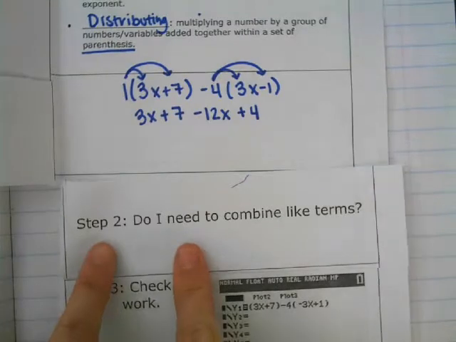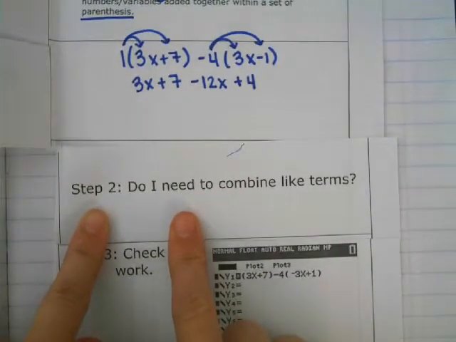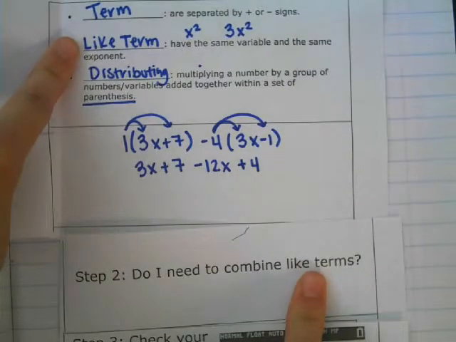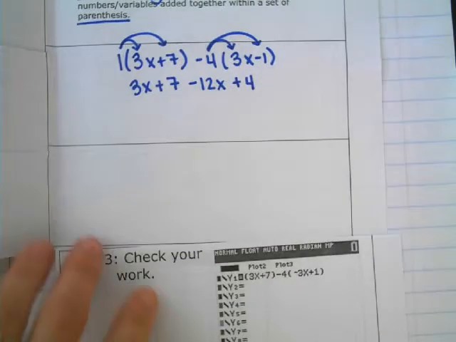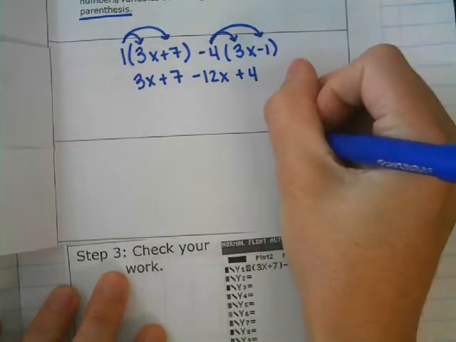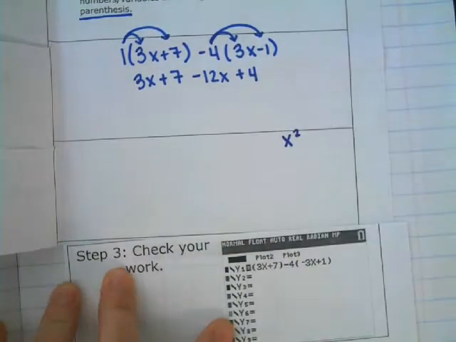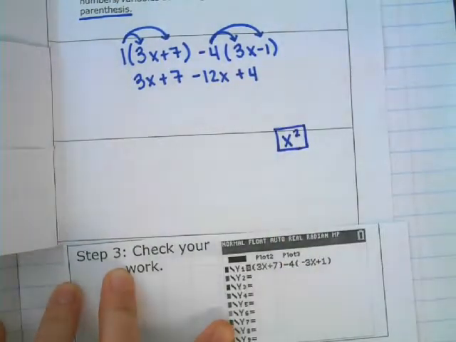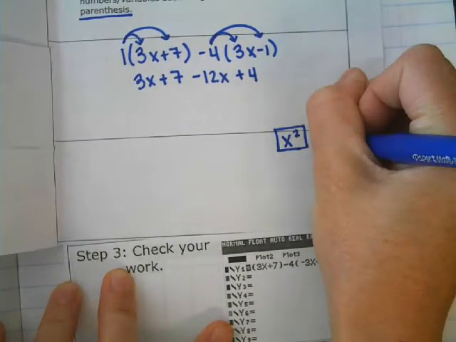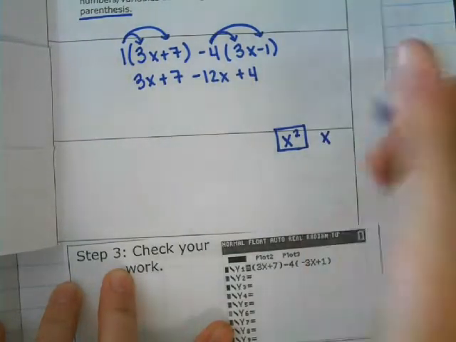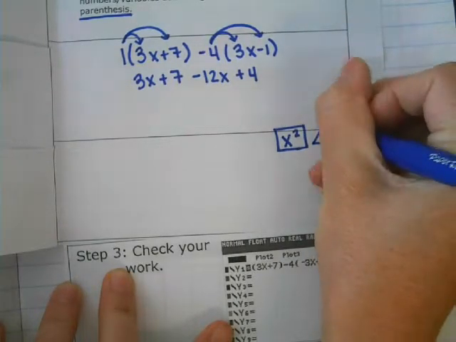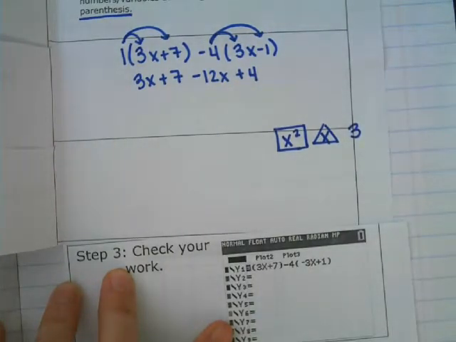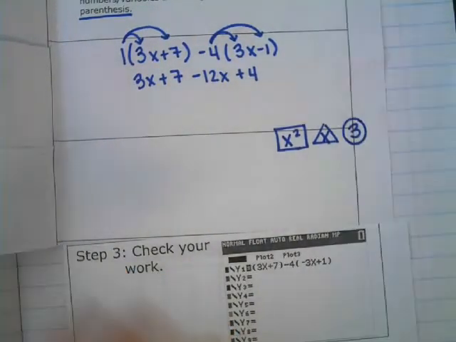Let's look at step number 2. It says, do I need to combine like terms? Like terms we talked about up here. Let's just recap from last week. Anytime you have an x to a power of 2, what you can do to visualize it is draw a square around it. Anytime you have an x with no exponent, you can put a triangle around it. And lastly, if you have a number, let's just say 3, you put a circle around it.